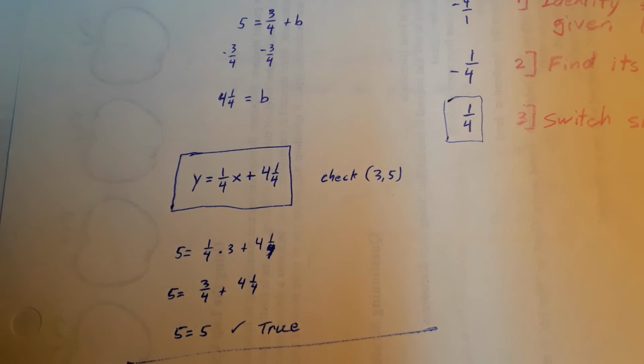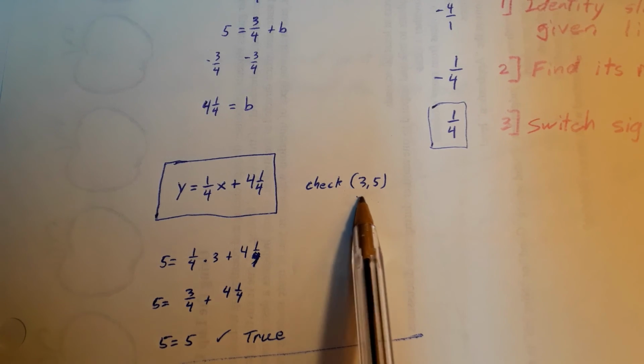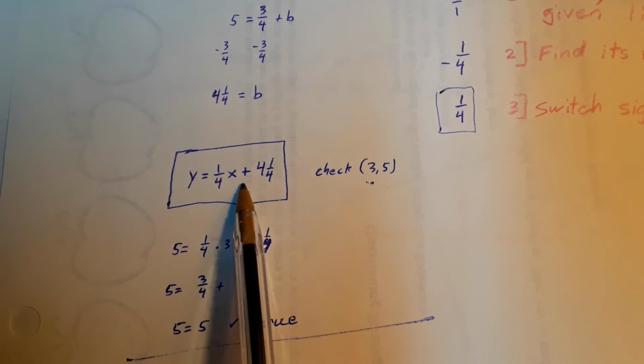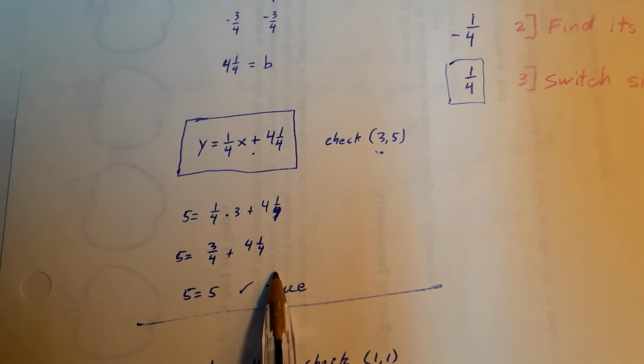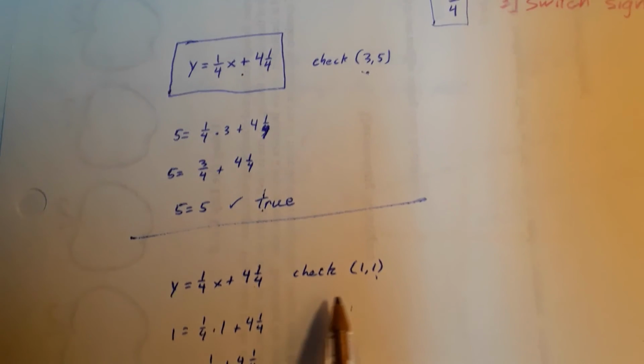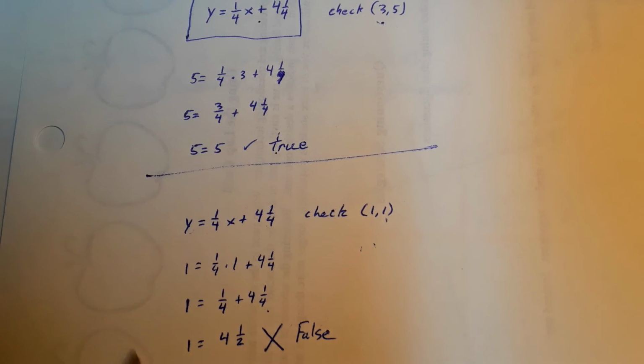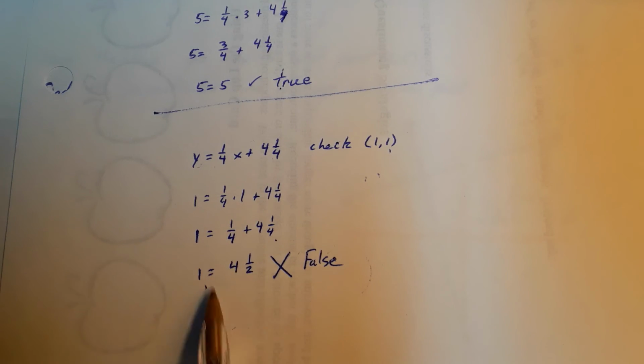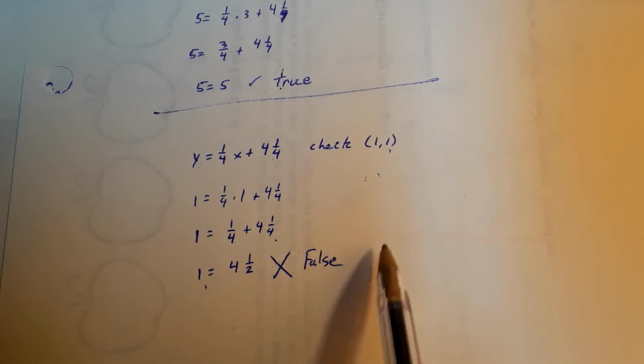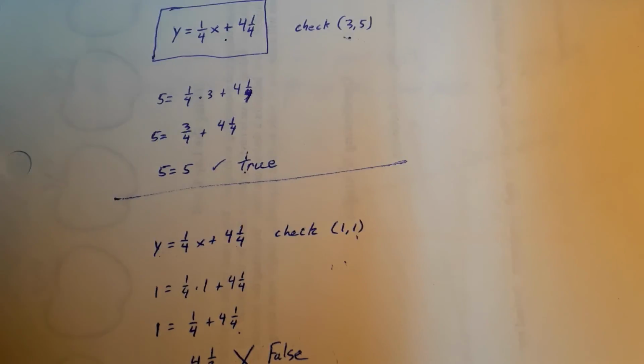And so when we check the point that they give us in the line that we found, we find that it is a true statement. If we had found something that was incorrect and we go in to check it, we get something that is false. 1 is not equal to 5. This is false, so we know there's a problem.